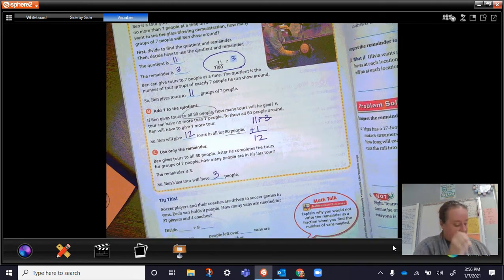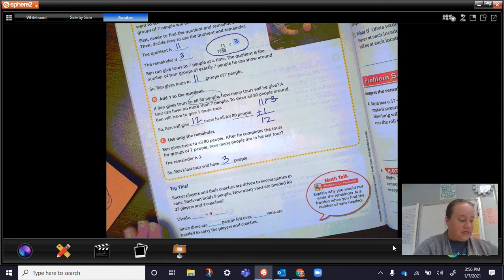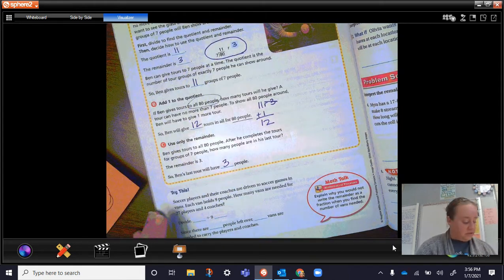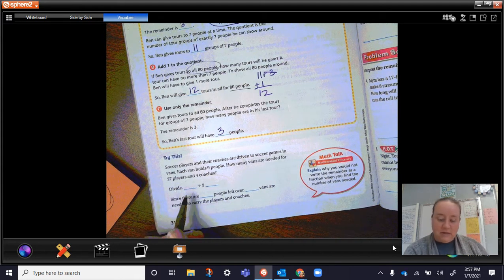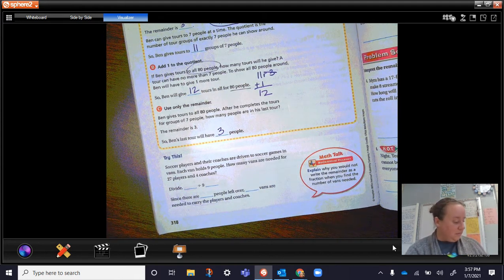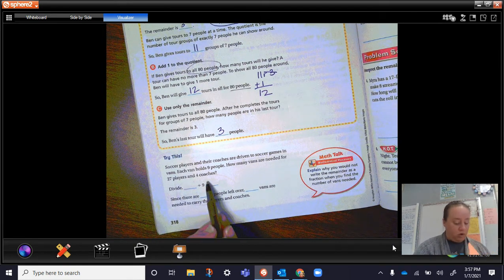All right, the next one we did is the soccer players. The soccer players and their coaches are going to a soccer game in vans. Each of the vans holds 9 people. How many vans are needed for 27 players and 4 coaches?